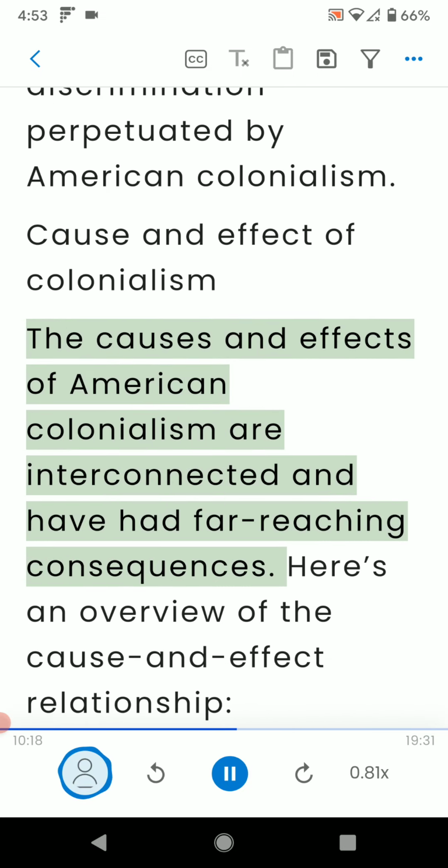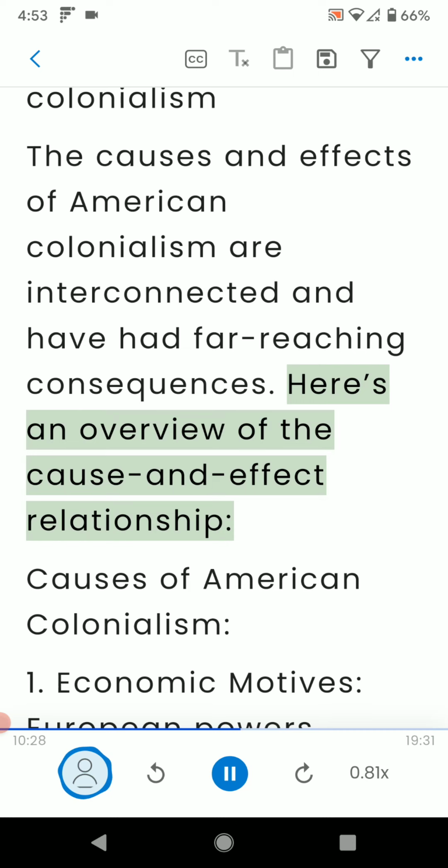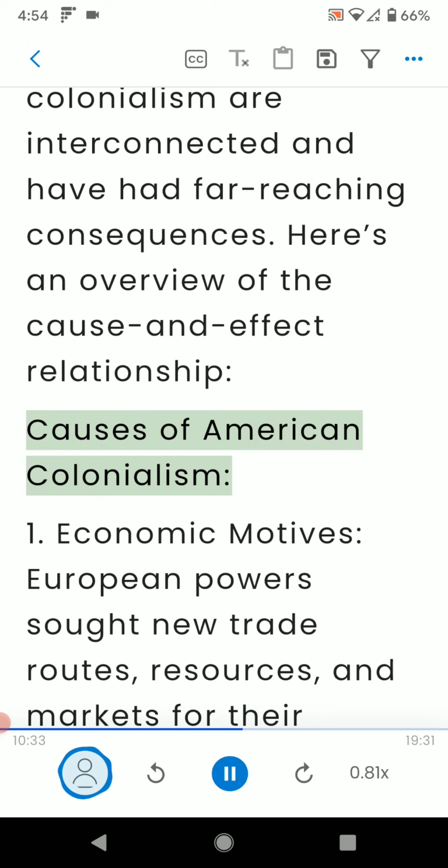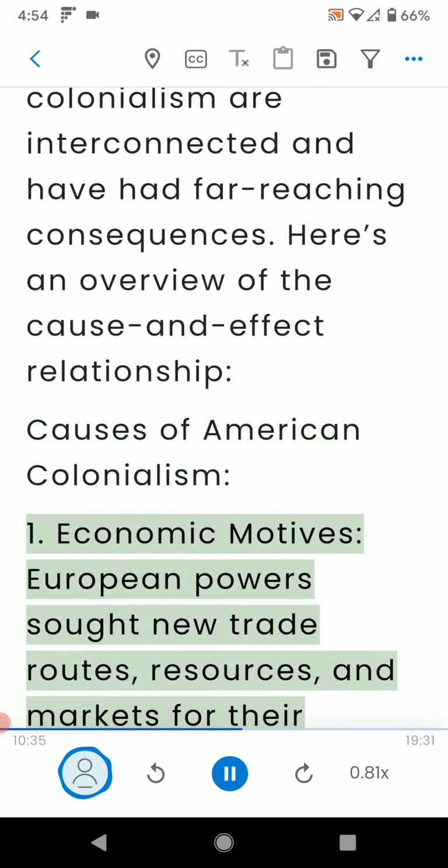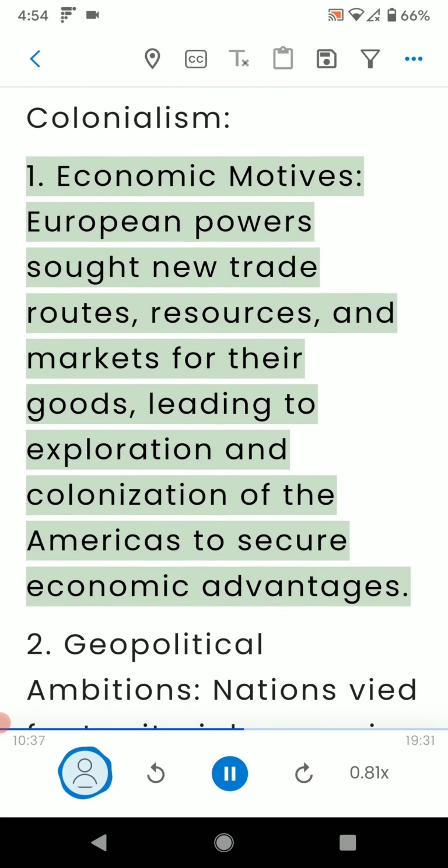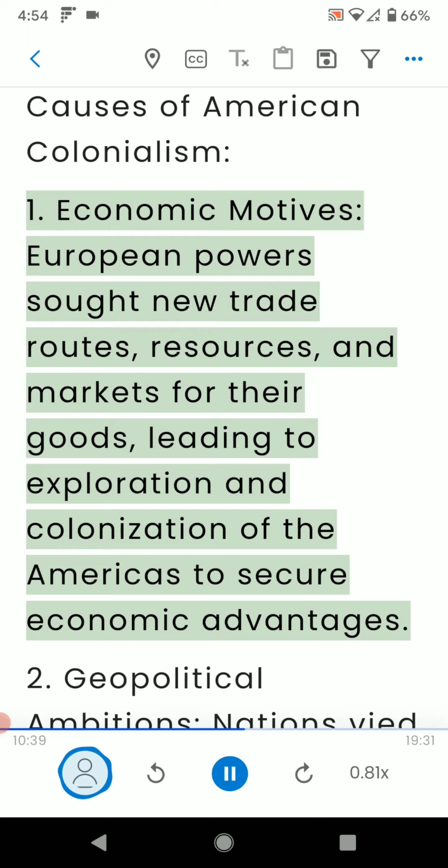The causes and effects of American colonialism are interconnected and have had far-reaching consequences. Here's an overview of the cause and effect relationship. Causes of American colonialism. 1. Economic motives. European powers sought new trade routes, resources, and markets for their goods, leading to exploration and colonization of the Americas to secure economic advantages.